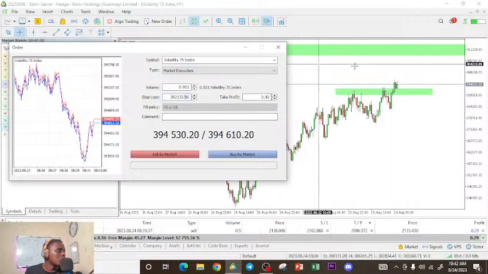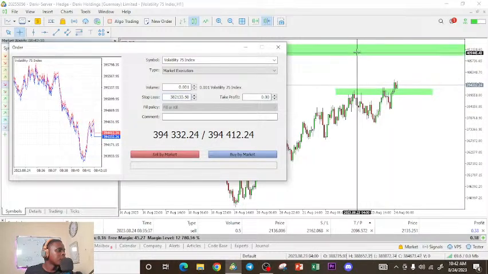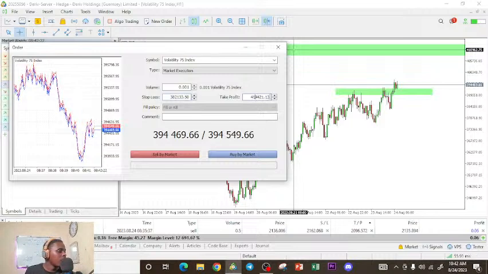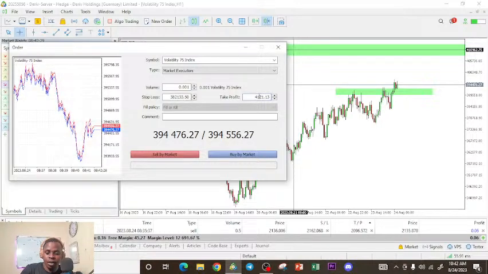And also my take profit, I'm going to put my take profit right around this, in the middle of this zone, which is 4109.62. It's 4109.